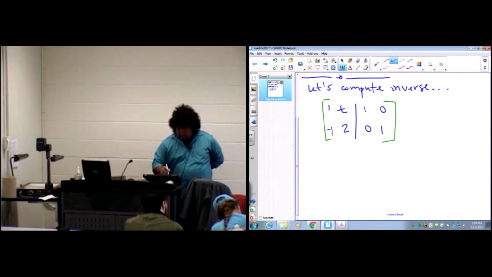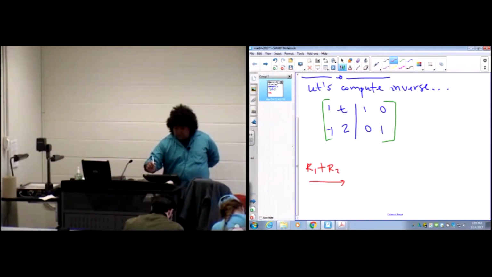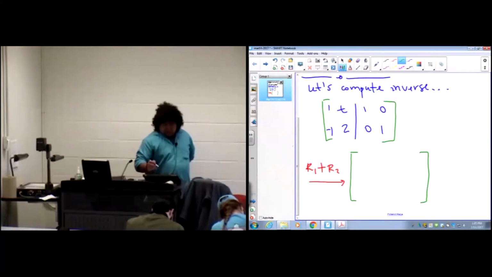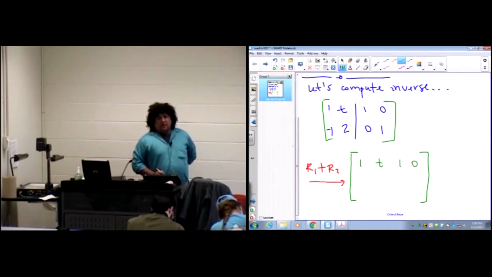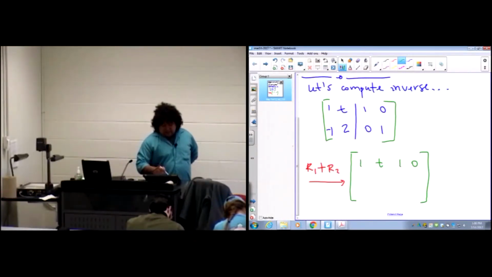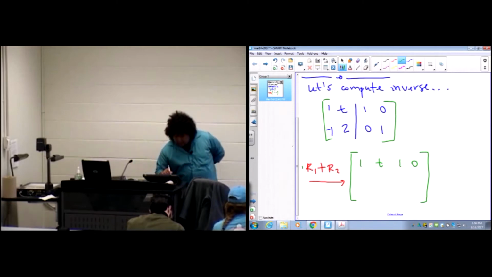The only thing that is changing is the second row. This row operation is really 1 times R1 plus 1 times R2. That's a linear combination of the rows with coefficients 1 and 1. So if we add those two rows, 1 plus -1 is 0. T plus 2 is T plus 2. 0 plus 1 is 1, and 0 plus 1 is also 1. So we obtain this matrix.